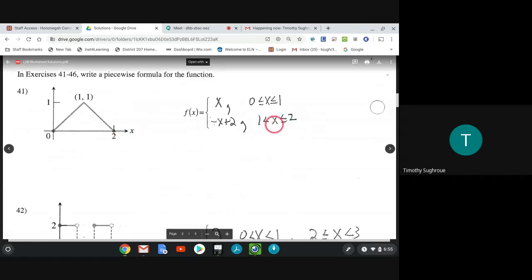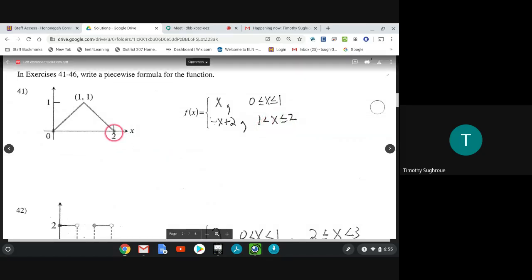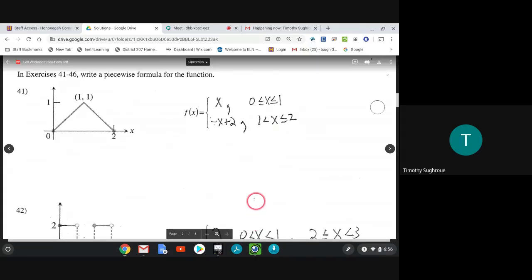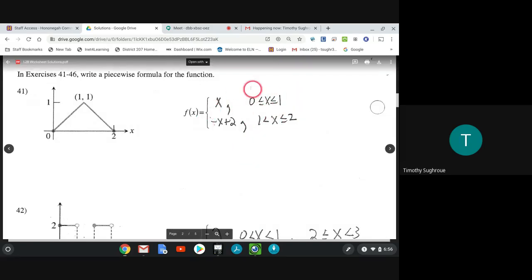Notice here, since I defined this piece at 1, I don't want to do the same thing here. But the equal to could have been here or here in this case. It's a nice continuous function. And again, x is less than or equal to 2 because we have that solid dot. So x values are between 1 and 2, but not including 1. Don't use interval notation on this. We almost exclusively want to use inequality notation when we're presenting domain for piecewise functions.